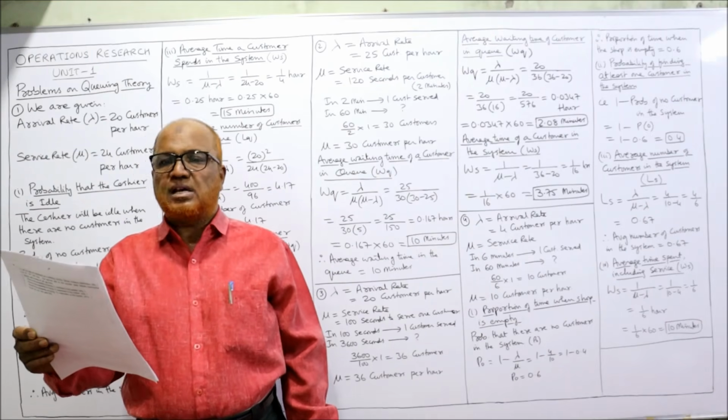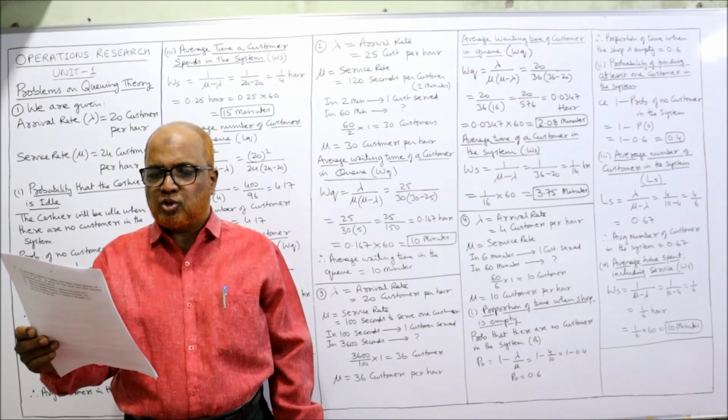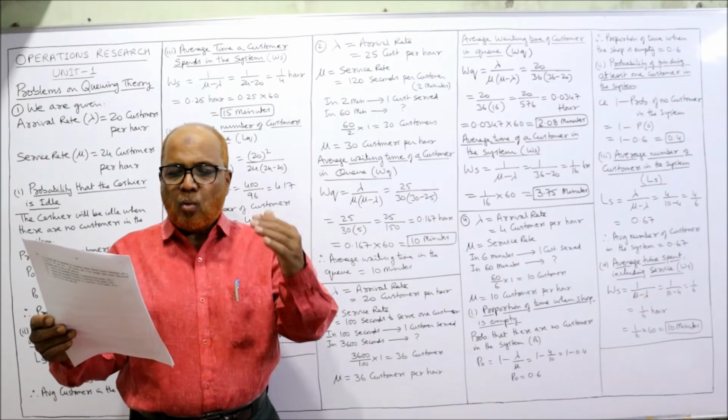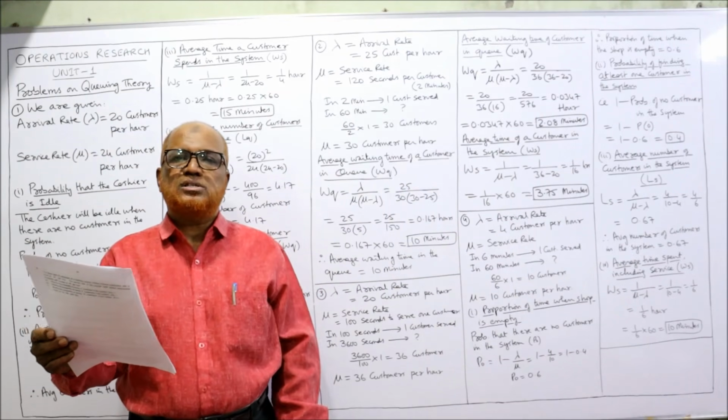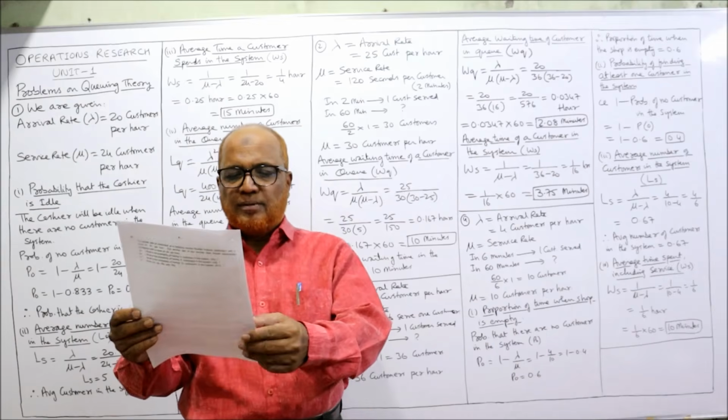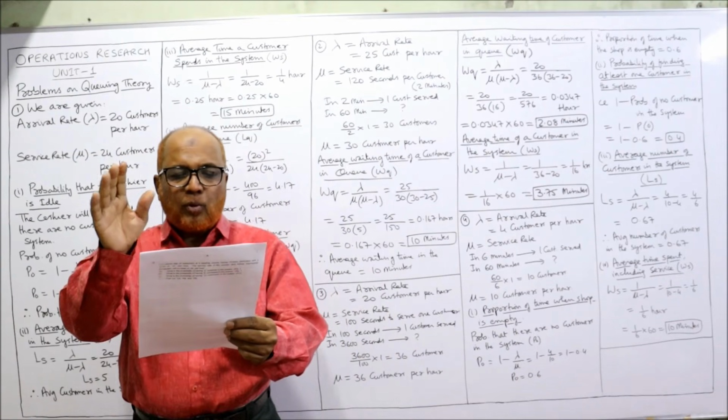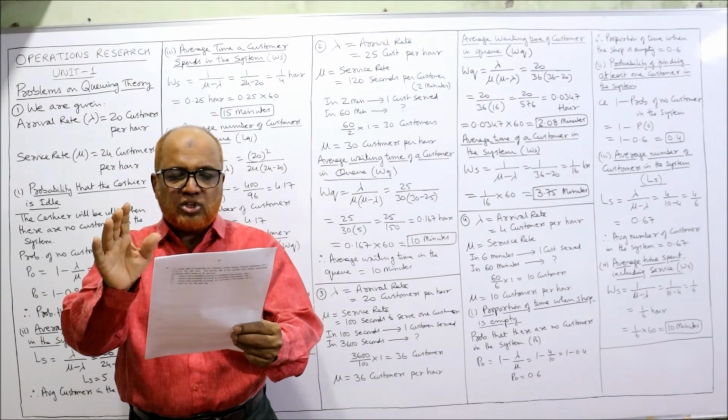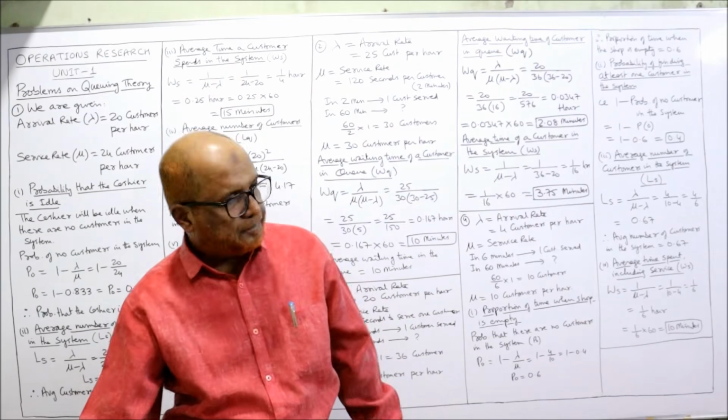Arrivals are Poisson and service time has the exponential distribution. You are required to find four things. Four questions are asked; one by one we'll attempt. First one, find the proportion of time during which the shop is empty.